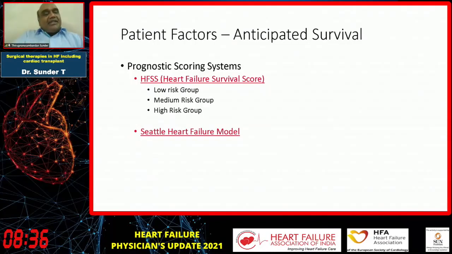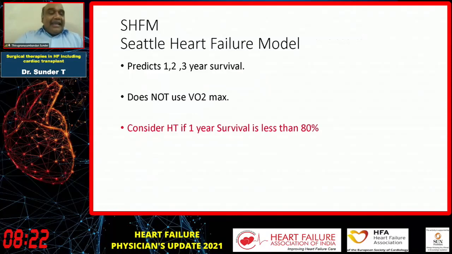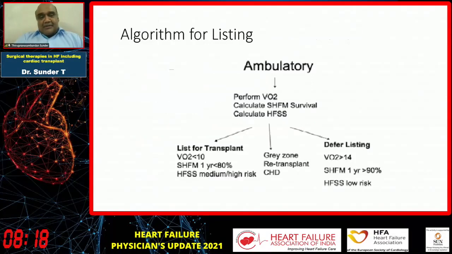Another scoring system is a heart failure survival score, but that is a little more complex because that needs the use of a CPET machine, cardiopulmonary exercise testing, whereas the Seattle Heart Failure Model can be done in your clinic just using the calculator. It predicts 1, 2, and 3-year survival. If the survival is less than 80%, you think about transplant. So if there is an ambulatory patient, you can calculate the Seattle Heart Failure survival score. If the survival is less than 80%, think of a transplant. If it is more than 90%, he's doing well, don't do a transplant.